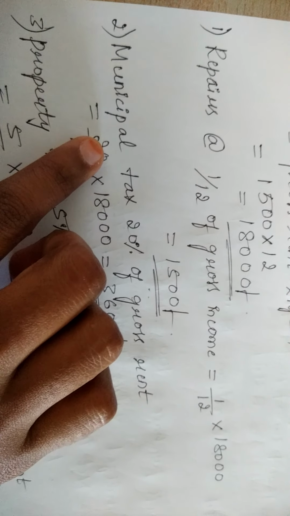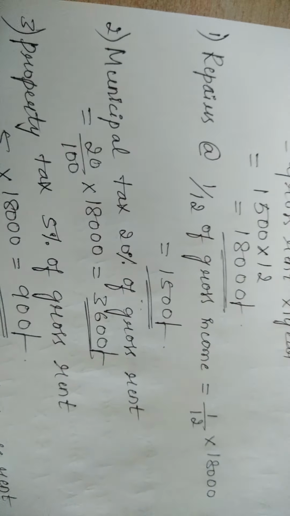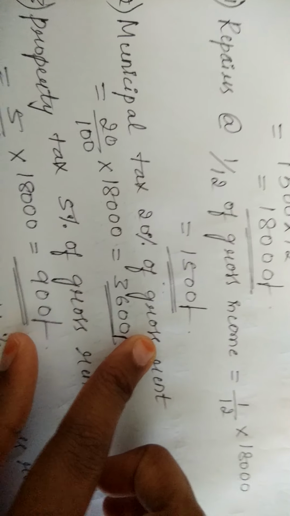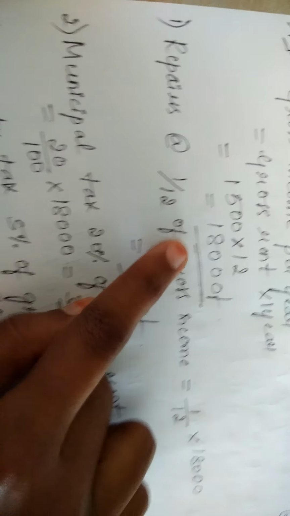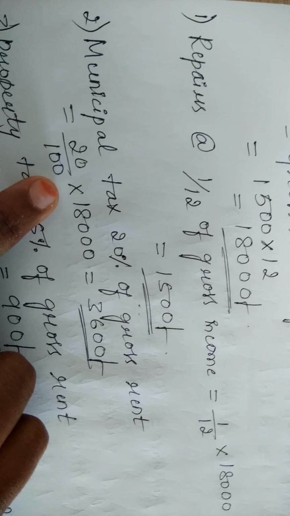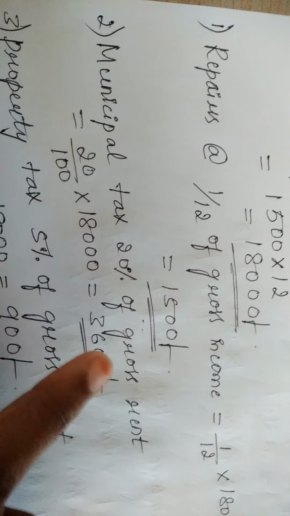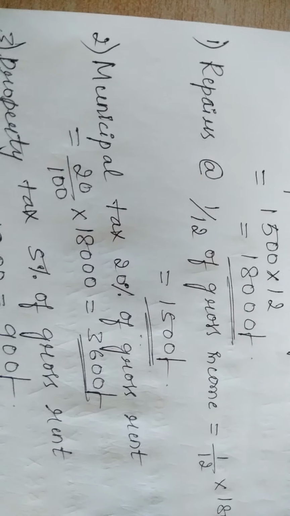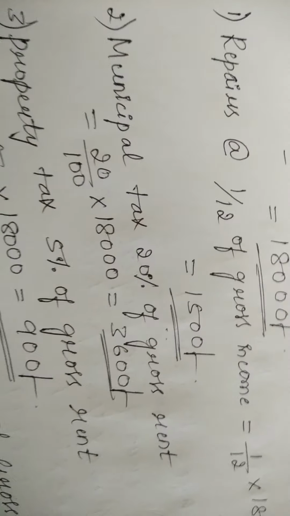Similarly, let us find the municipal tax charges which have to be paid by the owner for a year, and that will be taken as 20% of the gross rent. Here 20% of the gross rent, which is about 18,000 a year, gives you a value of 3,600 rupees. So this much of tax has to be paid to the municipal office per year.